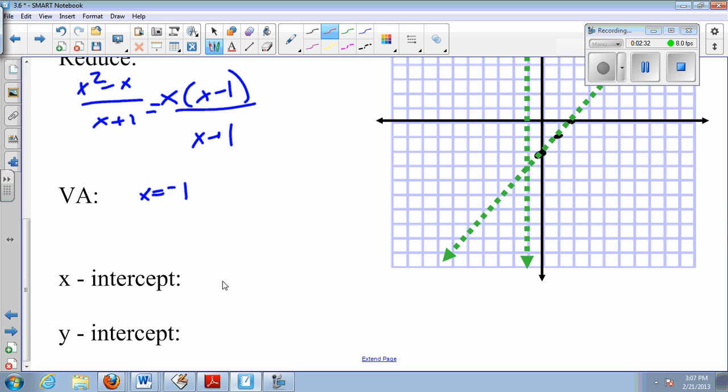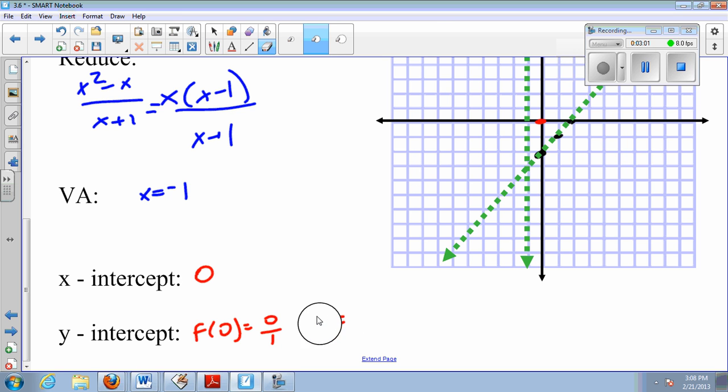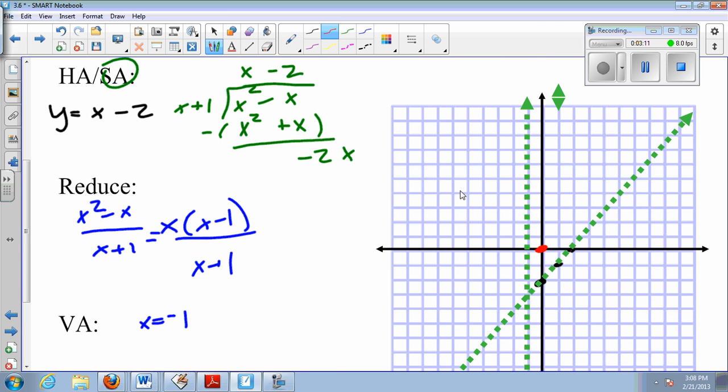The x-intercept occurs at 0. The y-intercept, if we go f of 0, goes to 0 over 1, so it does not exist. Oh, I'm sorry. 0 over 1 is 0. Duh. We already have that. Okay. So our quadrants are divided up a little bit differently. It's going to be an angled one and opposite that.